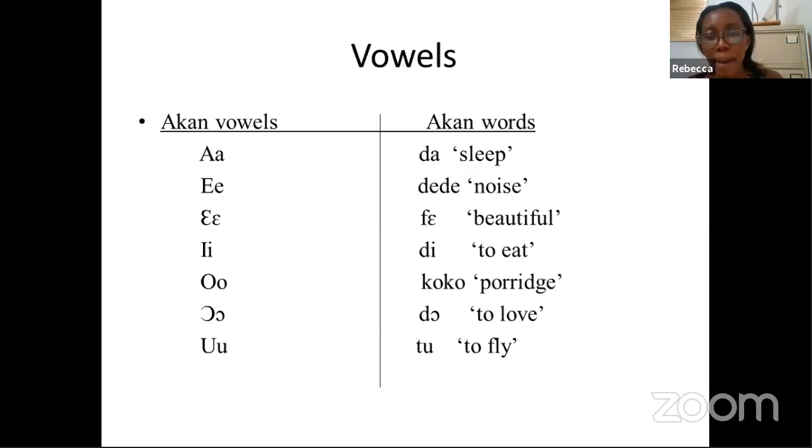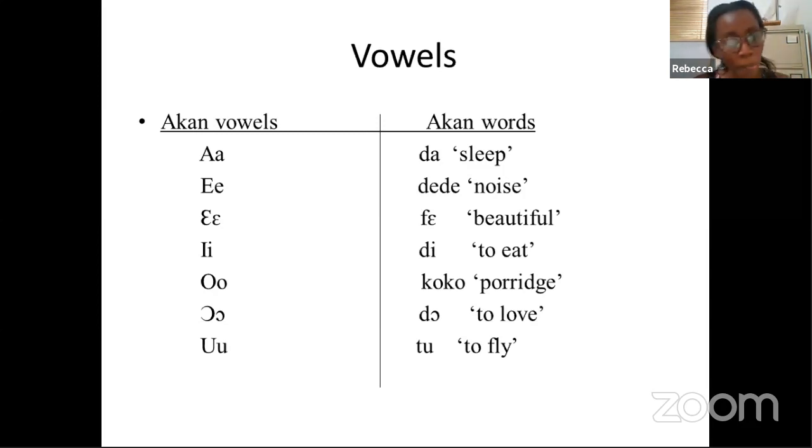And we saw the a sound, which is in the English word day. We see this in the Akan word de. Can we say it together? De, de. Very good. De, which means noise. So we've looked at ah, we've looked at a, we've looked at the verb da, and we've looked at de, which is noise. Very good.